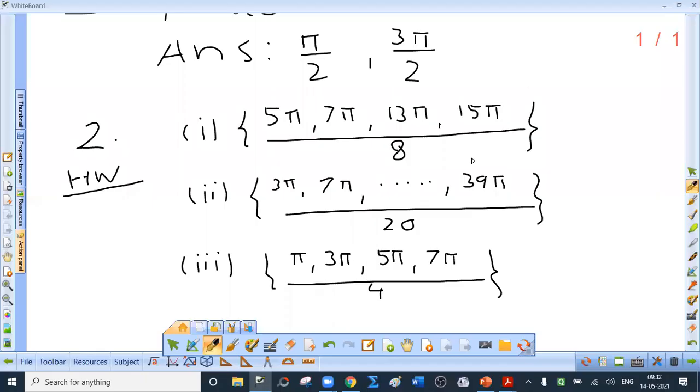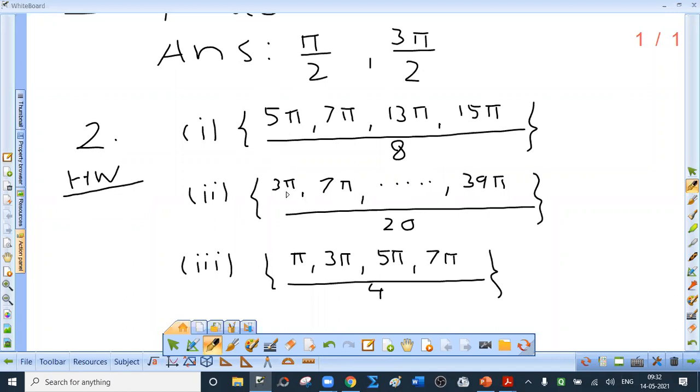Second sum is similar to the first one. So I have just given the answers. See, actually there are four angles. Both angles, rather all the four angles have 8 in the denominator. So actually answers are 5 pi by 8, comma 7 pi by 8 and so on.